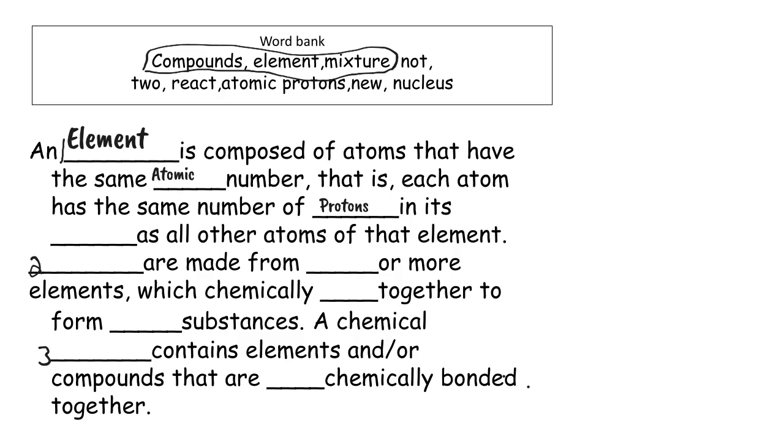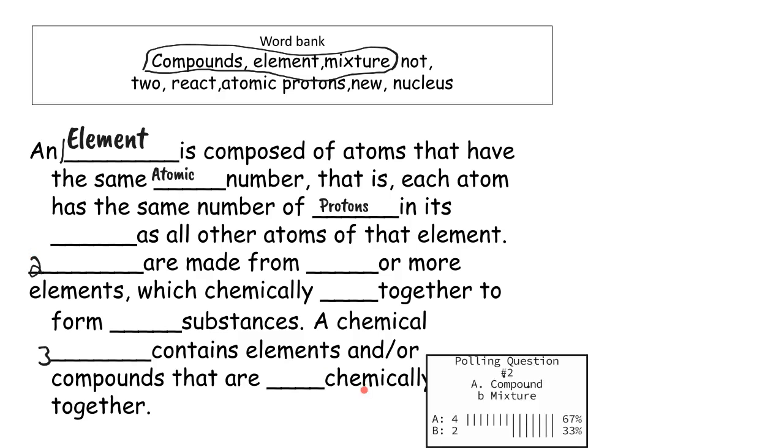Blank are made of blank or more elements chemically bonded. So what do we got? Compound or mixture? Got 50-50 in there. Thanks, Jeremy. Thanks, Donovan. Thanks, Kamaya. Thanks, Bradley. Daria. So it looks like we've got more of you saying compound, and that's true. This is compound. Let me put down here nucleus. And then this one here is going to be compound.